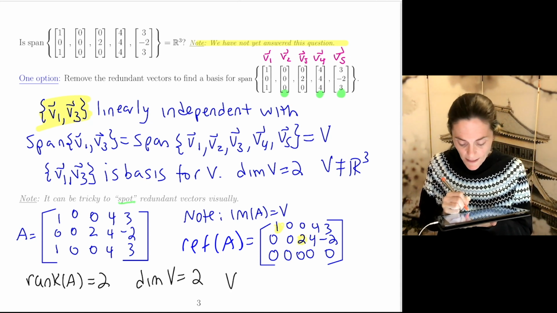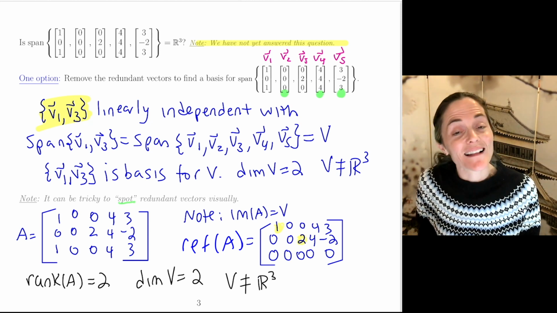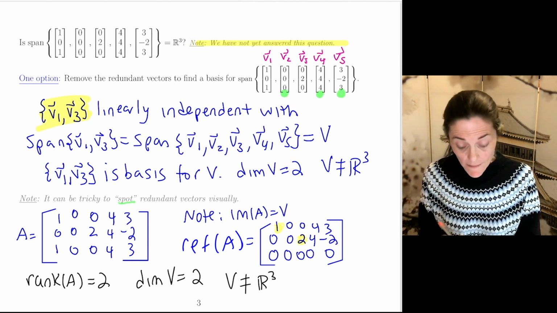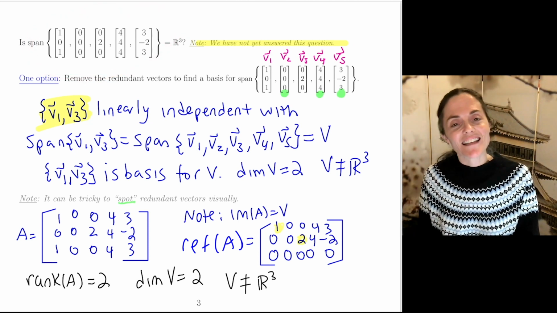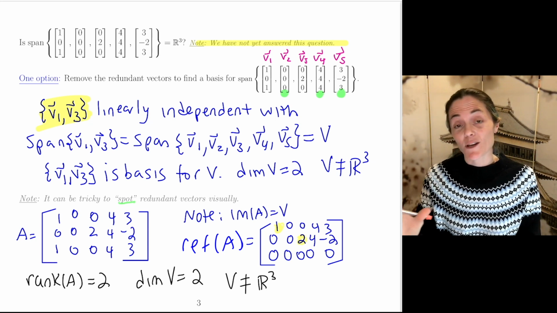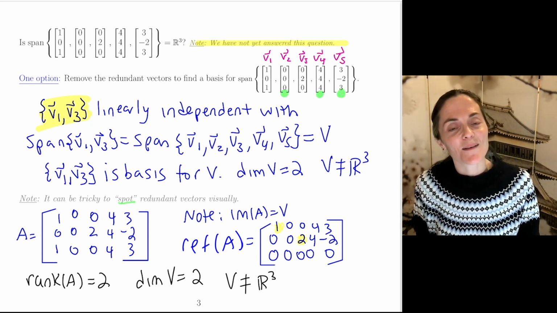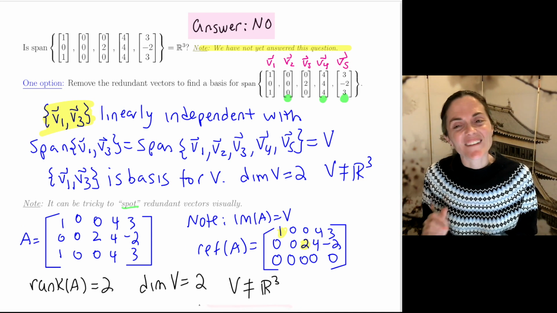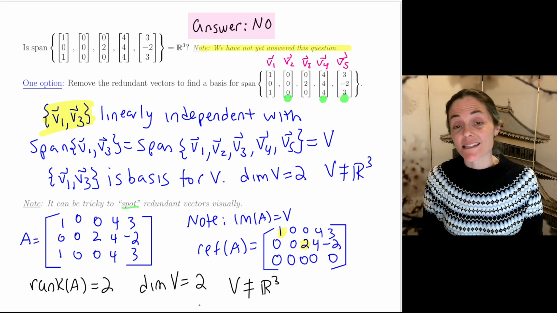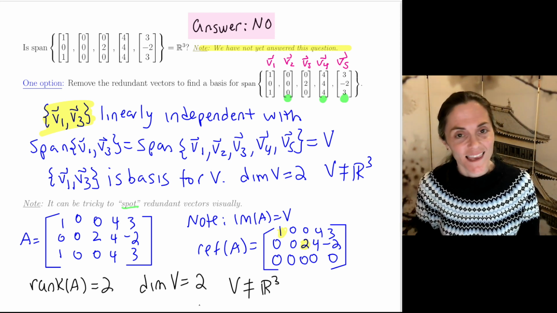So once again, V cannot be R3. You see, there were 2 different ways you can realize the dimension of the span of these vectors. One was removing redundant vectors until what's left is a linearly independent set. And the other was just put all the vectors as columns of a matrix, figure out its rank. So I hope this extra discussion video about span and the examples was helpful for you. Thank you so much.